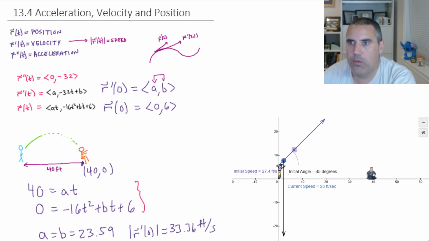Okay, so if he throws it a little harder, 33.3 initial velocity, I have the initial velocity there on the left, he'll hit me. It needs to be 45 degrees. Okay, that's going to be pretty close.